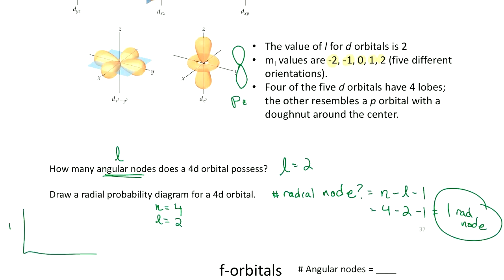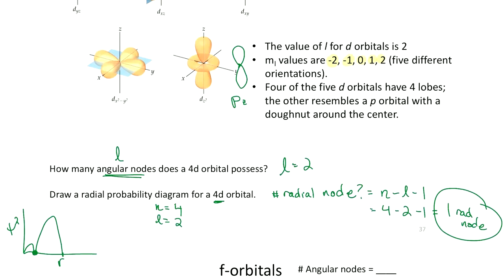So this graph is going to look like 1. So there's 1 radial node, and then 2. That's what the graph will look like. So that's a different way to ask a similar question. And so we can get the information from the 4D, because I give you the N value and the L value.